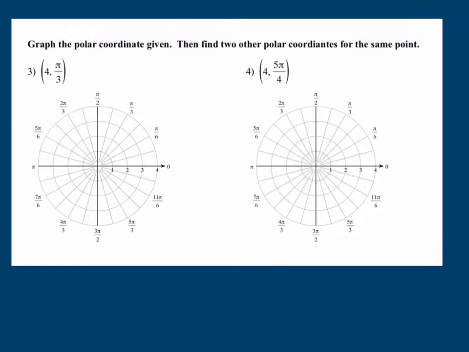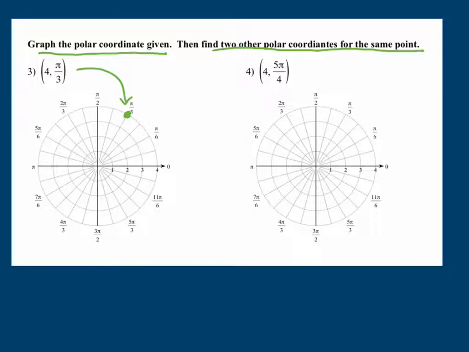Next two questions. It says graph the polar coordinate and then find two other polar coordinates for the same point. This was on your quiz, and a lot of you missed this, so pay attention to how you do it. First, go to 4 pi over 3. So here's pi over 3, and there's 4. Okay, so that's the point. You plotted that polar point.